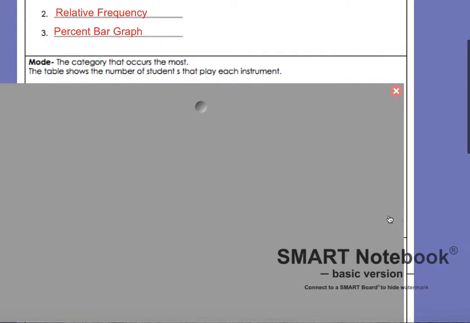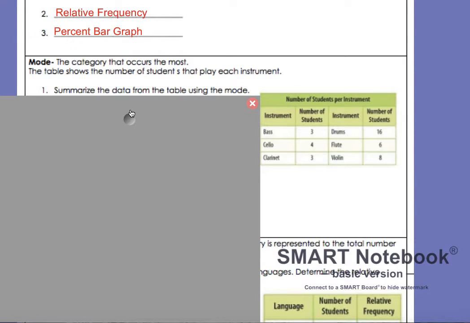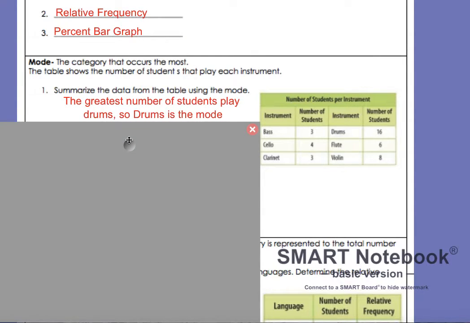In the table, it shows us the number of students that play each instrument. And our first question asks us to summarize the data from the table using the mode. When we summarize the data from a table, we're basically just saying what we see. But because it specifies that it wants us to use the mode, we're going to look for the mode of the data and then talk about that. The instrument that has the most students that play it is the drums, because there's 16 students that play the drums. So our summary is going to be the greatest number of students play drums, so drums is the mode.